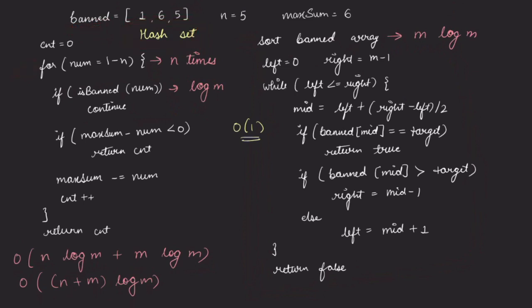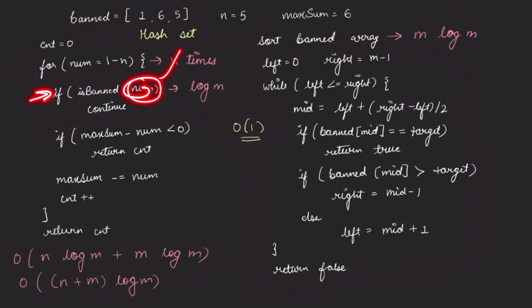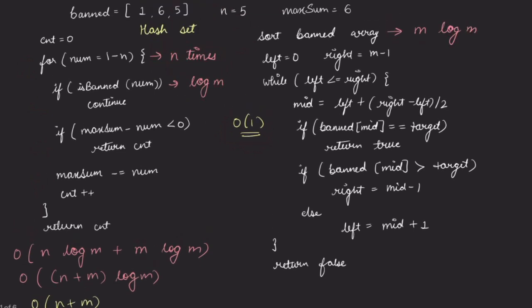You will run this loop n times. Inside this, the operation which was taking log m time will now take constant time, because here you would be checking whether num is present in the set or not. And on the basis of that, you can continue or move to the next operations, right? So in this particular case, first you will be inserting all these elements into the set, which will take order of m time. Then you would be running a loop n times, and inside this, all of these operations are in constant time, right? So in this particular approach, your time complexity would be order of n plus m, right? But in this case, we have taken extra space for storing the elements into the set, right?